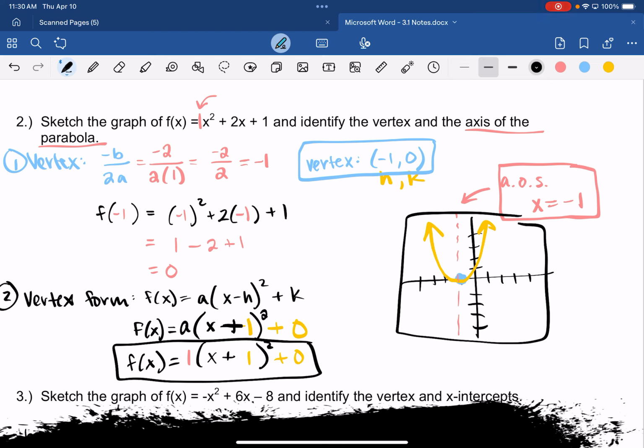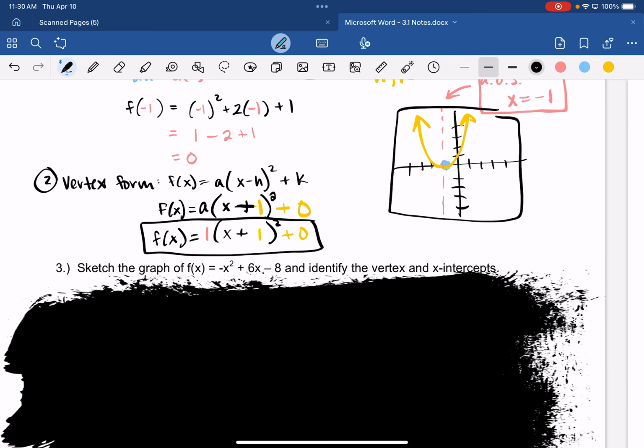Even if you miss something, right? If you get the vertex right, you're guaranteed that point. If you plug it in wrong, you'll miss a point there, but at least you got the vertex right. Okay? All right, look at number 3.